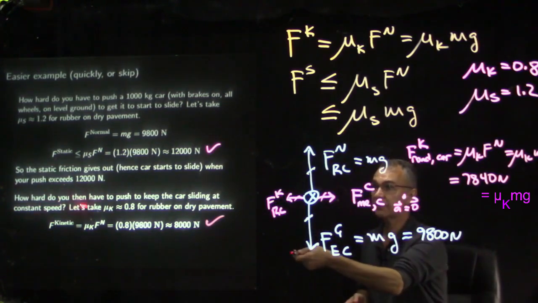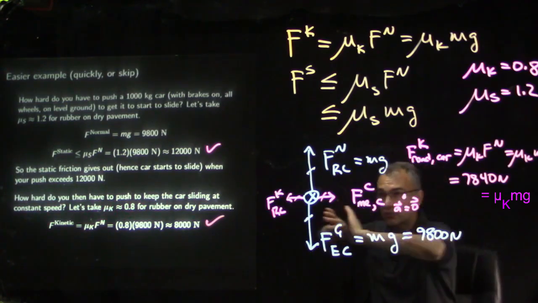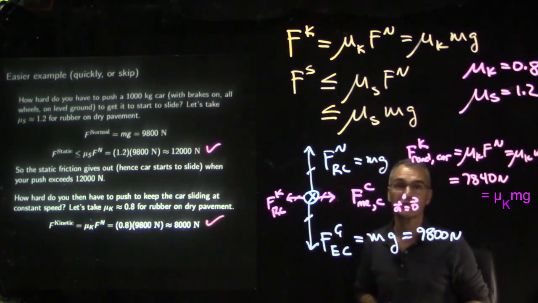So see how hard you then have to push to keep the car sliding at constant speed, and take mu kinetic as 0.8. So I have to push now at 8,000 newtons to keep it sliding. So I have to push 12,000 newtons to get it going in the first place, and then once it's sliding, I can keep pushing at 8,000 newtons just to keep it sliding at constant speed.